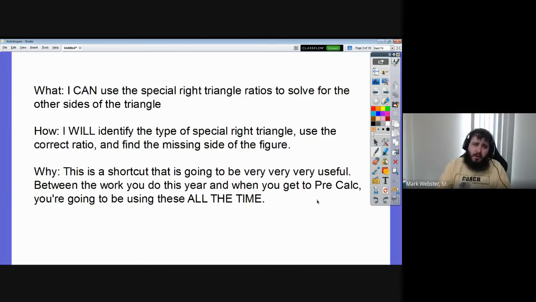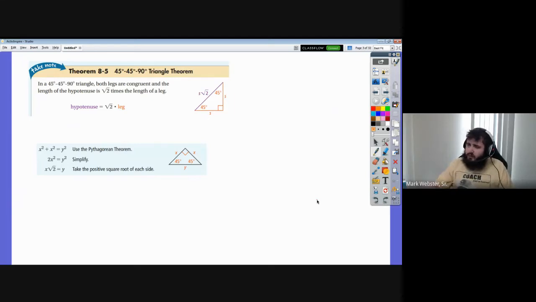Our first special right triangle is called a 45, 45, 90 triangle. Why is it called a 45, 45, 90 triangle? Because the three angles are 45 degrees, 45 degrees, and 90 degrees. Remember that if you've got two angles that are the same in a triangle, we call that an isosceles triangle. That means that the two sides that are opposite those angles are the same, right?